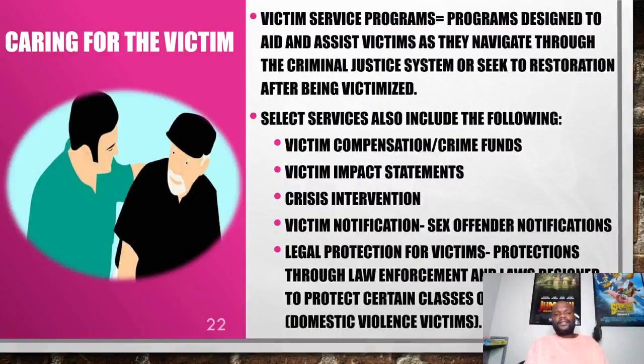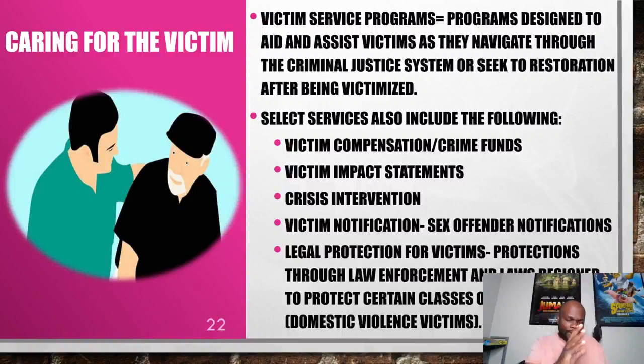So our last thing is we start pulling this all together and putting a bow on this chapter on victims and victimization. We understand that we do have a means to care for the victim. In fact, there are a number of services that exist for victims. Victim service programs aid and assist victims as they navigate through the criminal justice system. But these victim-related services include a plethora of options.